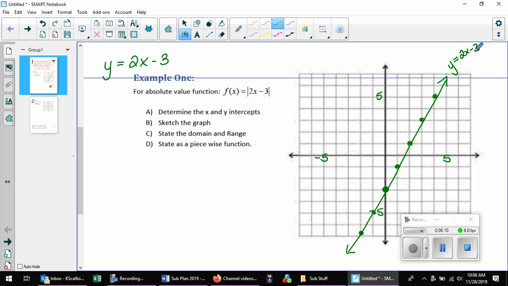Okay, so let's talk about the y and x intercepts of this graph. So what's the y-intercept? Y equals -3. What's my x-intercept? 1.5.